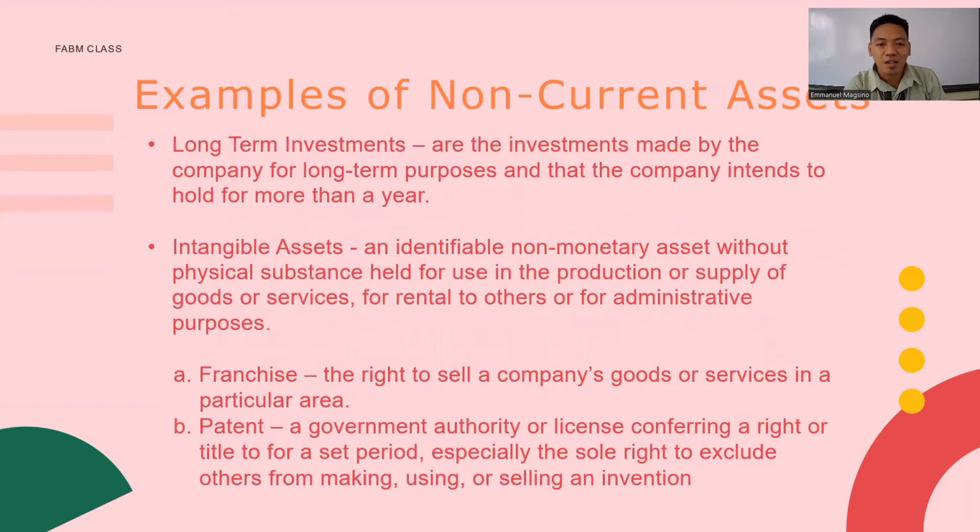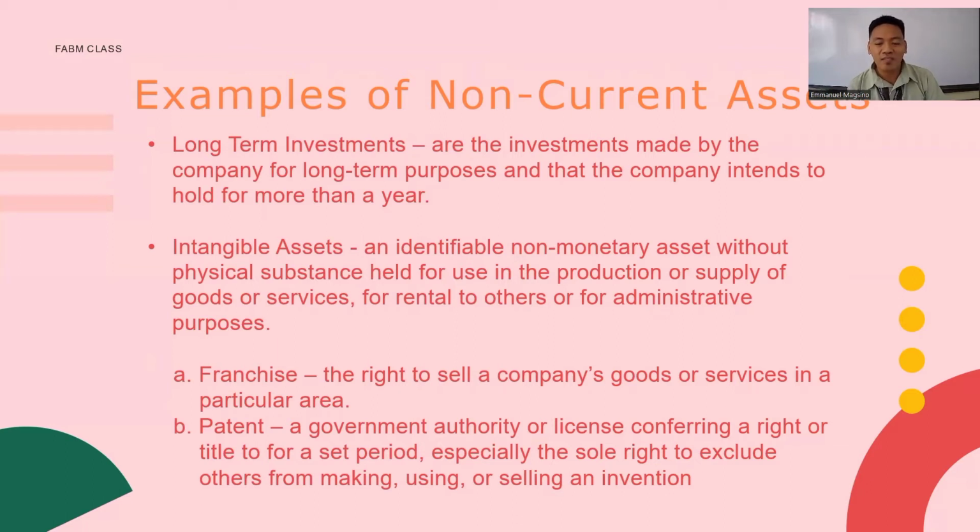So yan. Okay, we have the non-current assets. So we are done with current assets. So let's find out the non-current assets. Okay, these are long-term investments. So these are the investments made by the company for long-term purposes and that the company intends to hold for more than a year. Next, intangible assets.